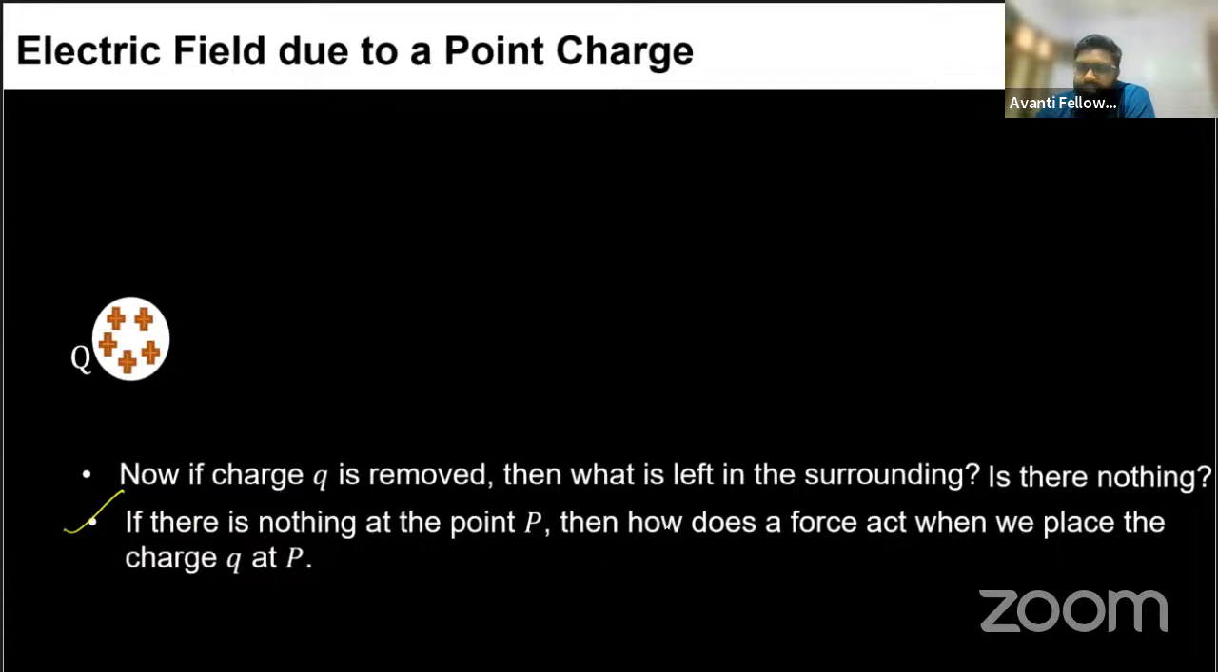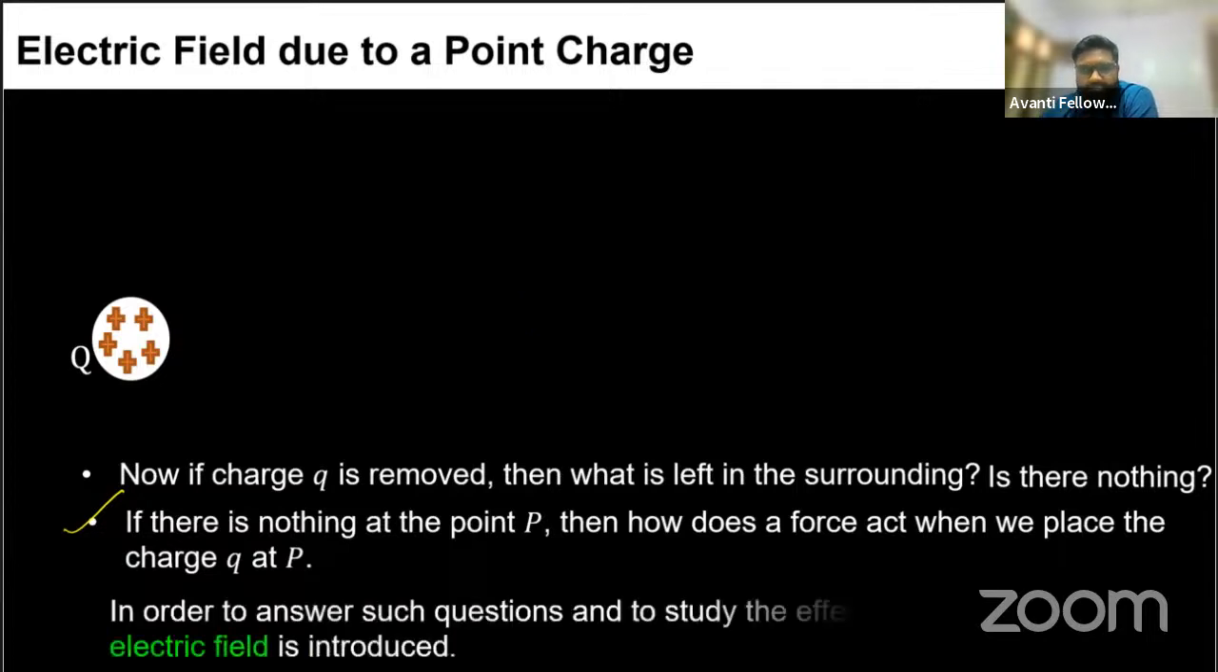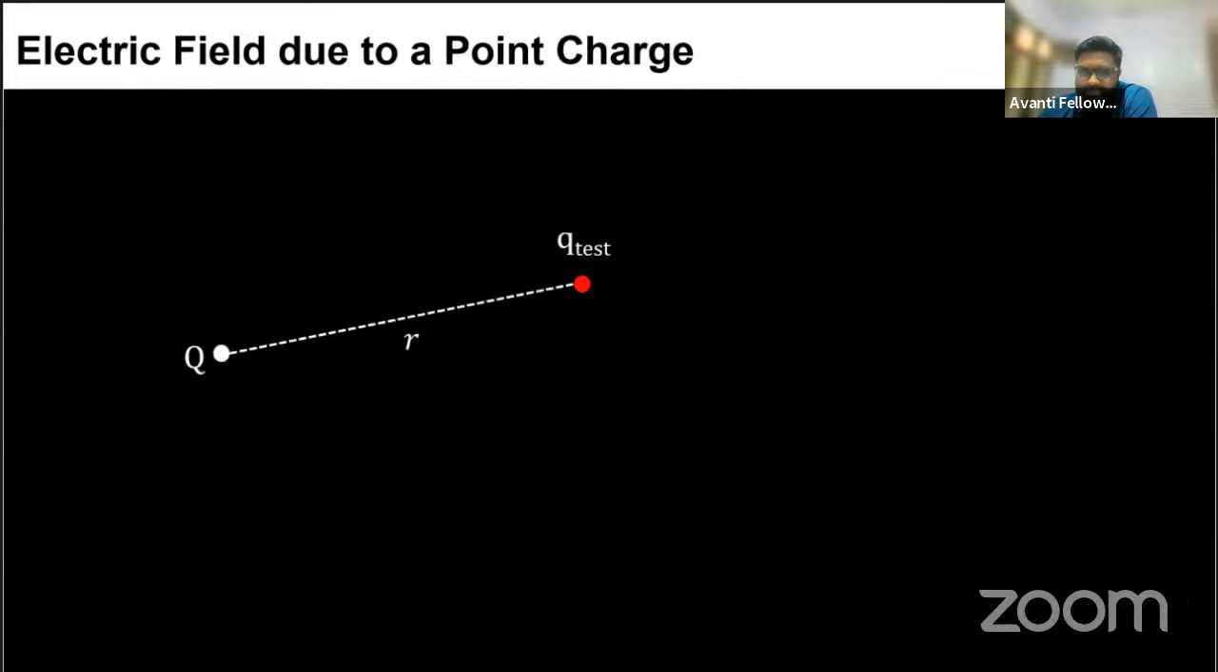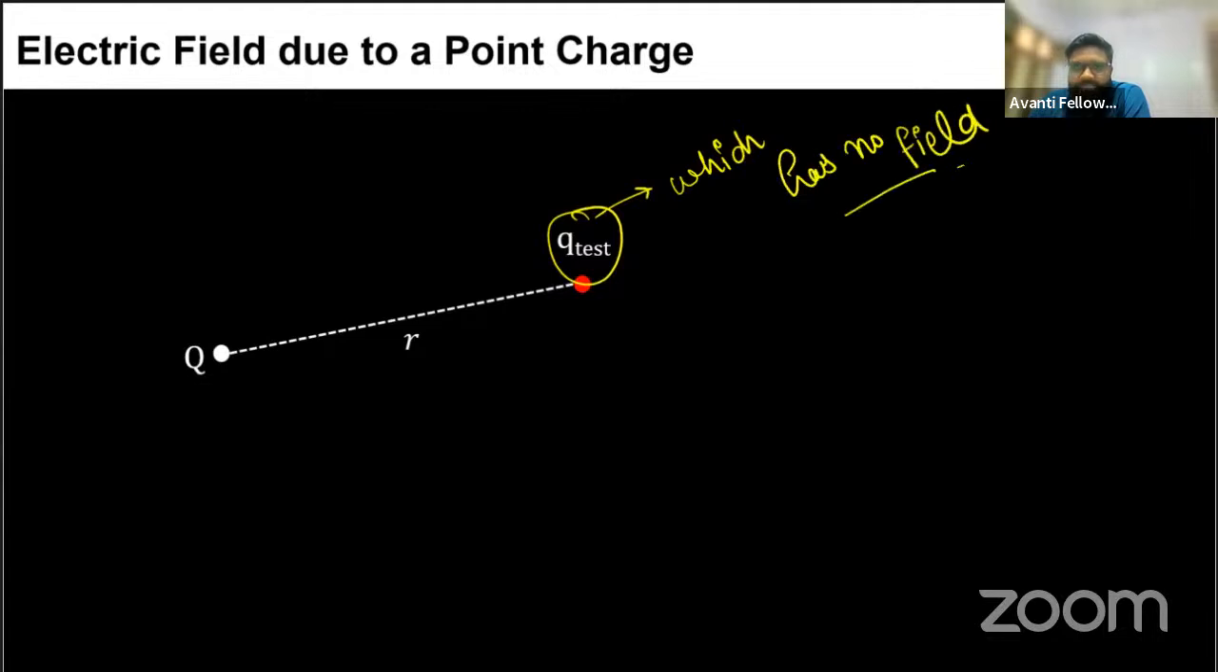If there is nothing at point P, then how does the force act? And we place the charge Q at P. So it is because of this particular charge will create a field around it and then it applies the force. Okay? Now this is a charge Q. We have taken this test charge. Test charge you can also consider a unit charge. And I have already said, very good JNV Shimoga, field is applying the force. Very good. So this test charge is also that charge which has no field. Which has no field. Always remember that. Okay?